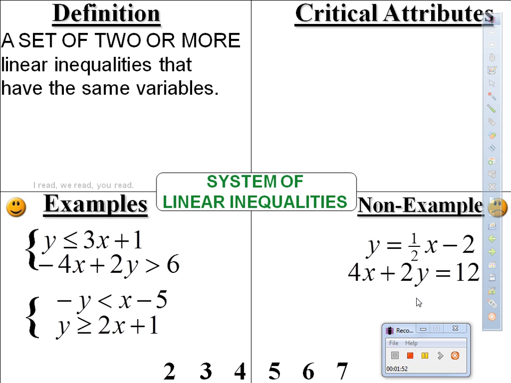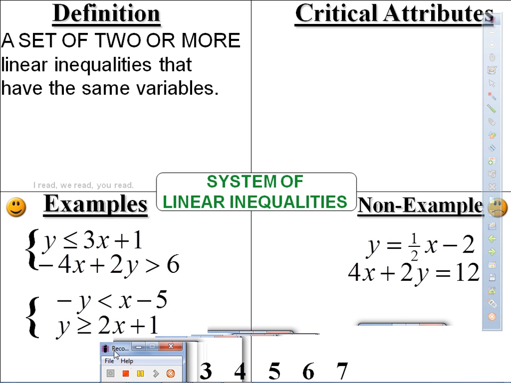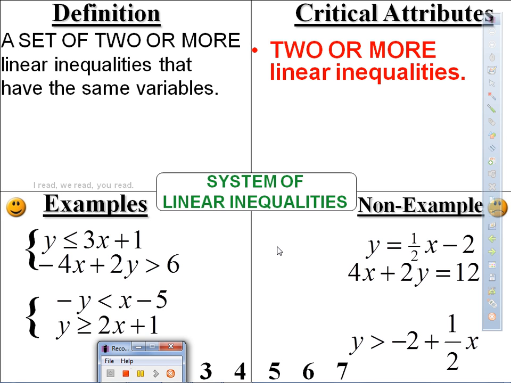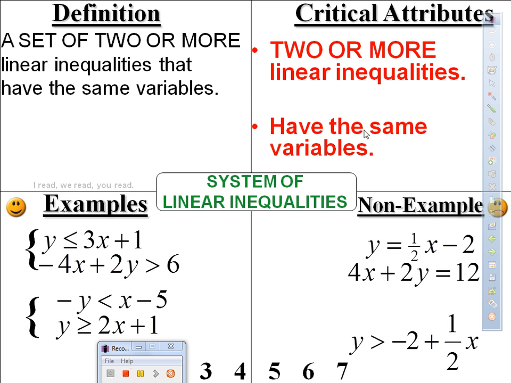So let me show you non-examples. Here's the first one, look at it. And there's a second one. Why are these non-examples? Think about it first. Talk it over with your neighbor, please. Remember that it has two or more linear inequalities and that they have the same variables. Notice that it's very similar to systems of equations. Yes? All right.